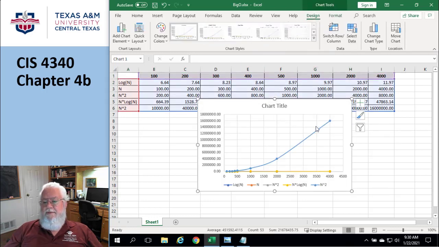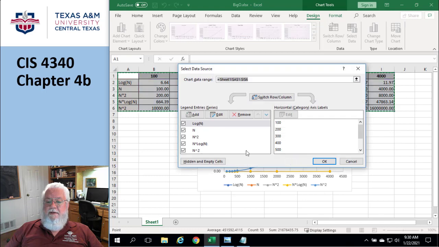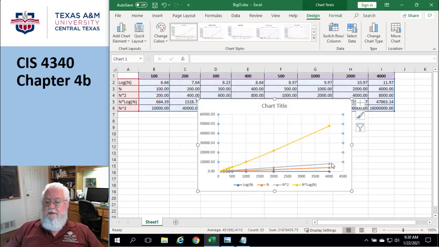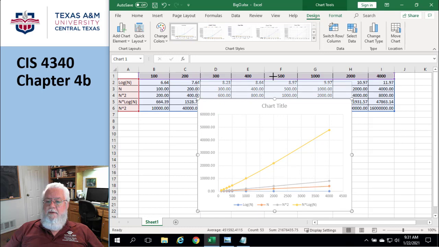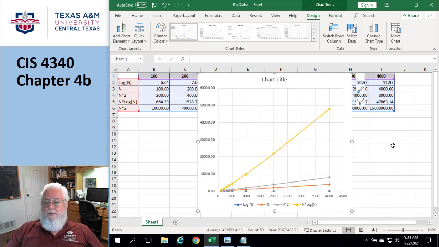Now, it's fairly obvious that the blue guy, the n squared guy, is really just overwhelming the y-axis. So I'm going to take it out and separate it out on a separate chart, because I can't see the curves with that guy in there. So I'm going to right click, select data, and just take that guy out temporarily. Okay, now I can see the curves, which is what we're after. I want to be able to see things. In fact, I'm going to stretch this guy out a little bit to give it a little more room on the y-axis.